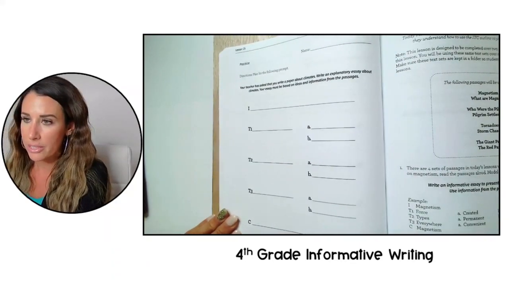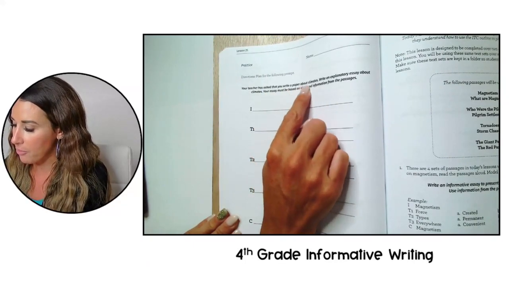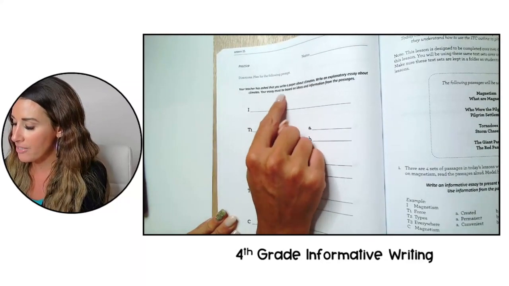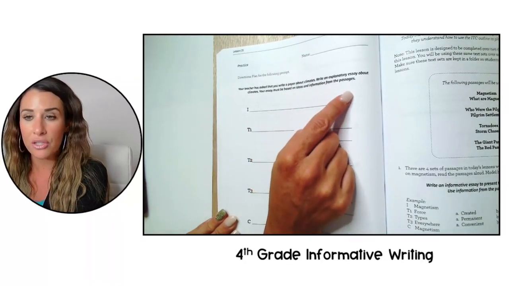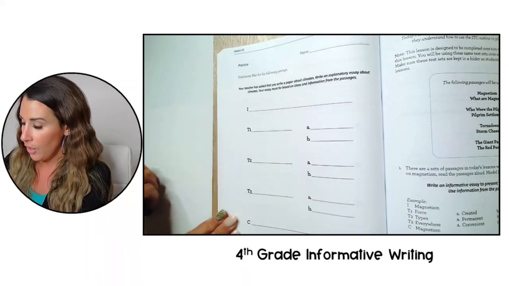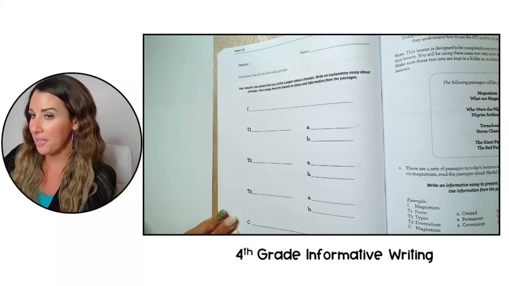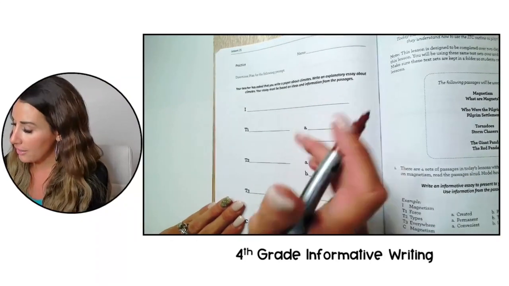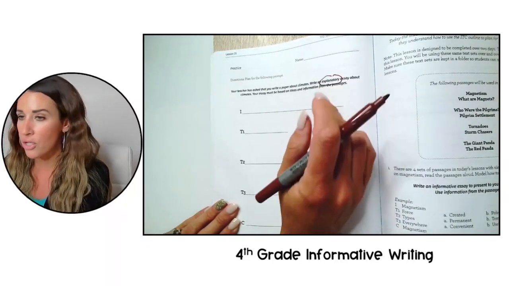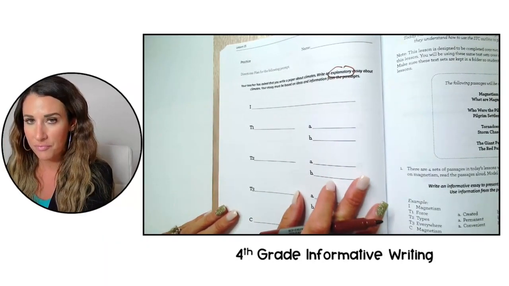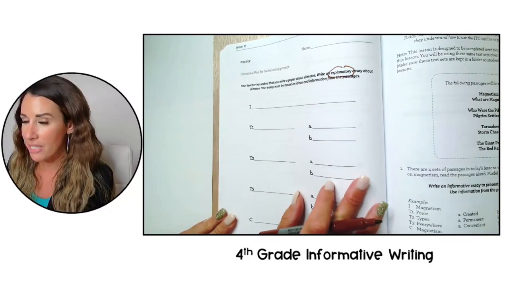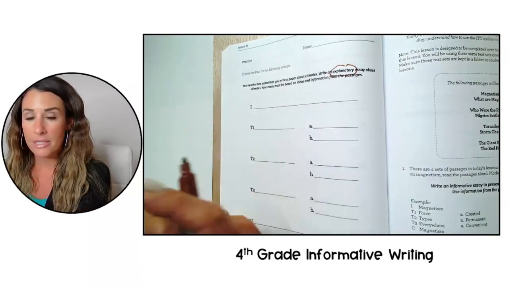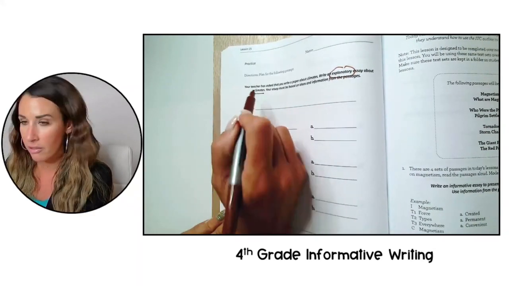Okay, it says, your teacher has asked that you write a paper about climates. Write an explanatory essay about climates. Your essay must be based on ideas and information from the passages. So, I see the keyword. Does anybody see the keyword in this prompt? The keyword is explanatory. That's how we know that it is an informative prompt. Now I have to ask myself, what is the prompt asking me to write about? It's asking me to write about climates. It doesn't say anything specific. It just tells me to write about climates.